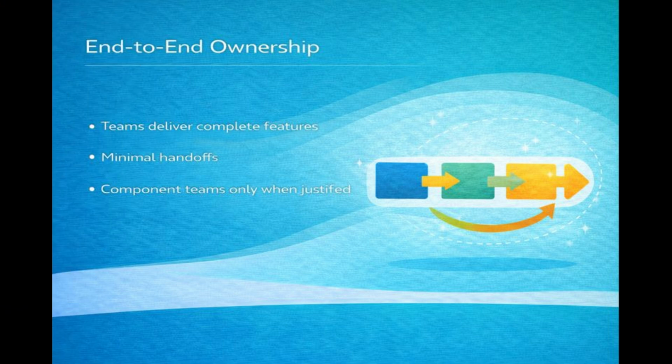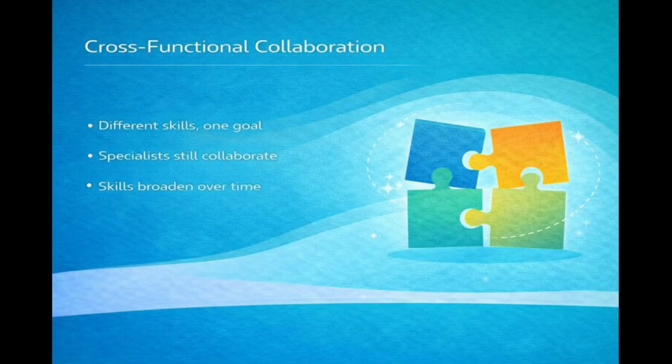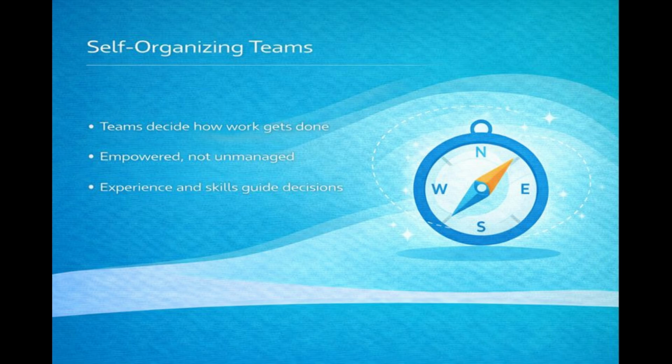2. Organize around end-to-end value. Teams should be structured to deliver complete features from start to finish. Specialized component teams should be rare and used only when clearly justified. 3. Build cross-functional teams. Scrum Teams include all skills required to deliver working product increments. While specialists exist, team members are encouraged to broaden their capabilities to support the team when needed, without forcing people away from their strengths. 4. Enable self-organization. Teams manage their own work and decide how best to achieve sprint goals.